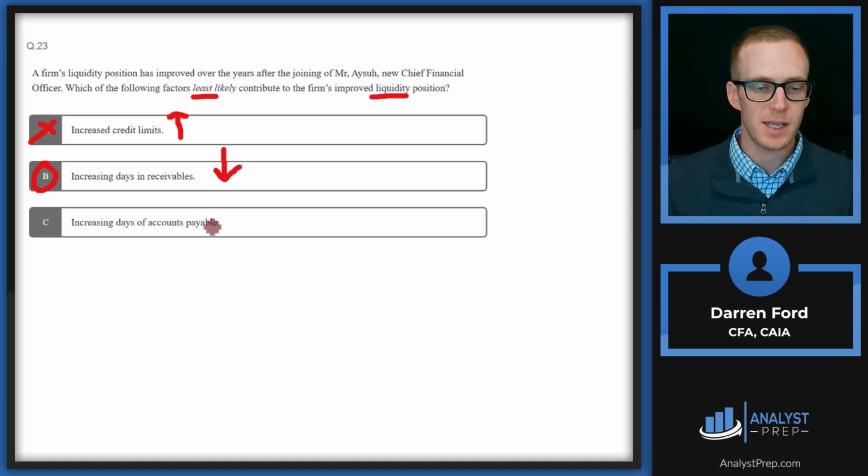And C, increasing days of accounts payable. This is going to have the opposite effect of receivables. If we're taking longer to pay our suppliers, that means that we're able to hold more cash on our balance sheet, which makes our liquidity position better. So we can rule that out and confidently go with answer B.